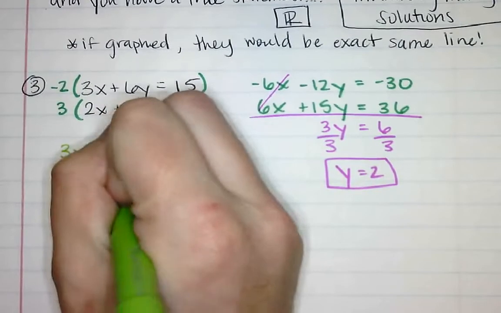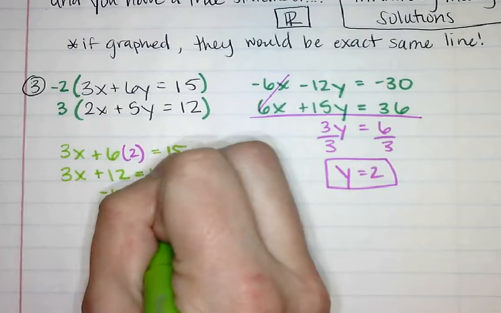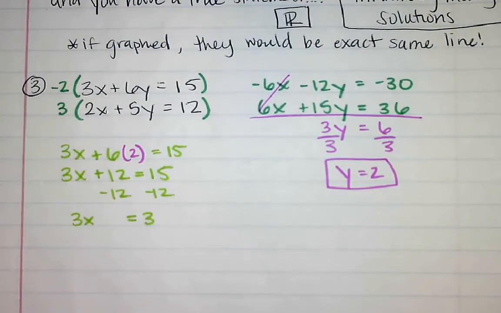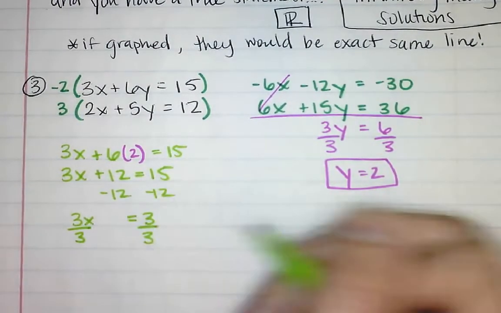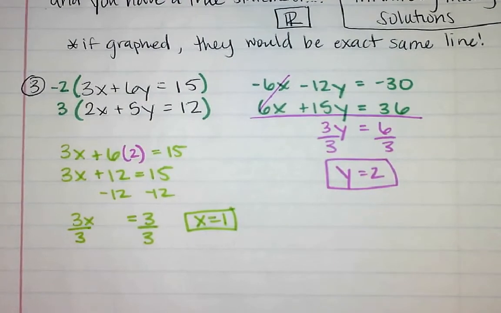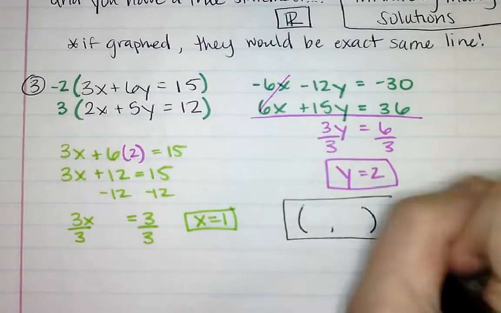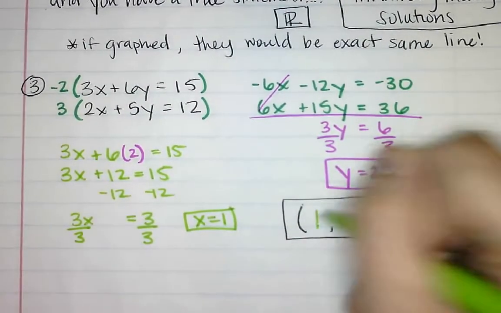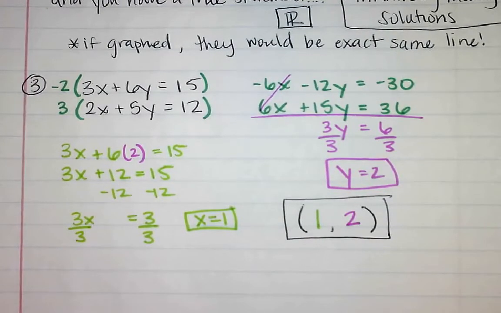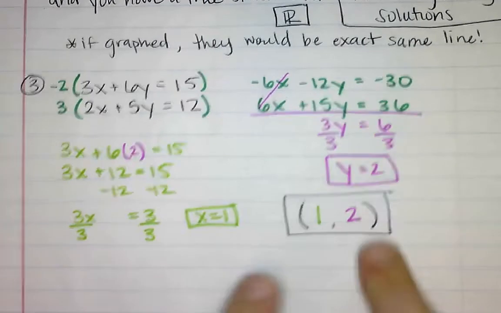Now I subtract my 12 from both sides, and I have 3x is equal to 3. Divide both sides by 3, and my x is equal to 1. So if I wanted to write this out in ordered pair format, I would write it as 1, 2. Does that make sense, y'all? Are you guys tracking? And if we had solved these both for y and graphed them, they would have intersected at 1, 2. Cool?